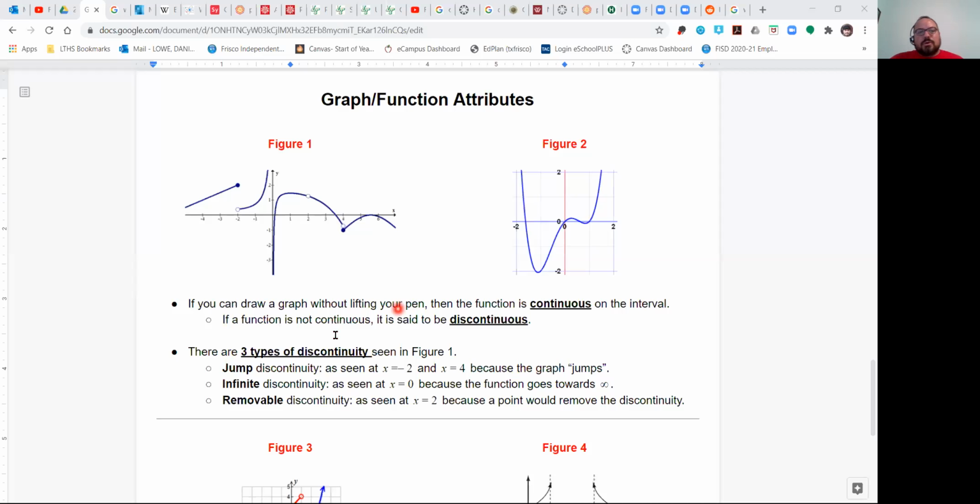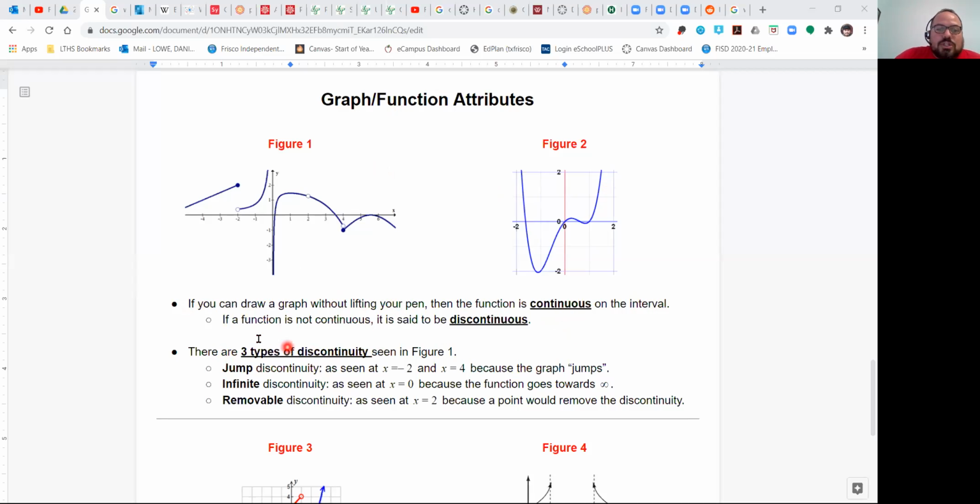Okay, so in this part, we're going to talk about another graph and function attribute, and that has to do with continuity. If you can draw a graph without lifting your pen, then the function is continuous on the interval. If a function is not continuous, it's said to be discontinuous. There are three types of discontinuity that we see in figure 1.